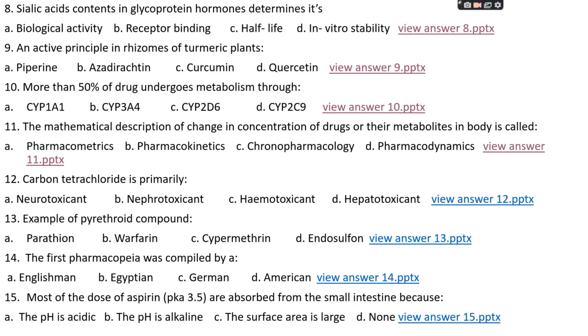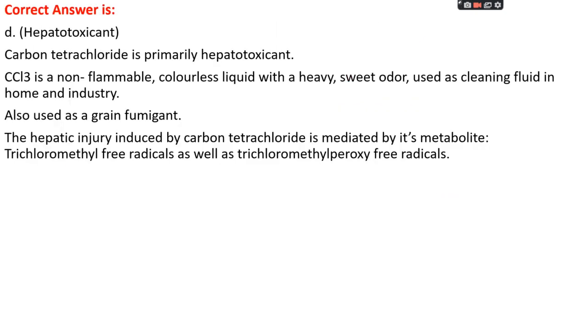Question number 12. Carbon tetrachloride is primarily: option A, neurotoxicant; option B, nephrotoxicant; option C, hemotoxicant; option D, hepatotoxicant. The right answer is option D, that is hepatotoxicant. Carbon tetrachloride is used as a grain fumigant and also used for cleaning in industry. It is a non-inflammable colorless liquid with a heavy sweet odor.